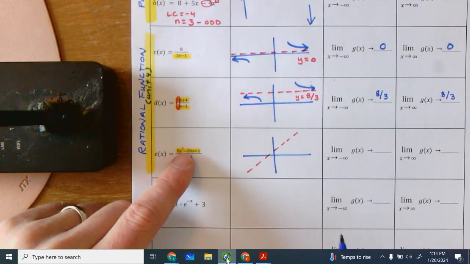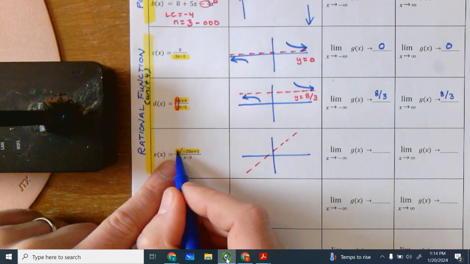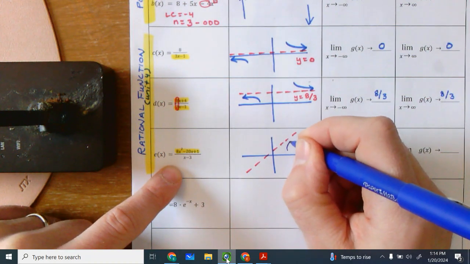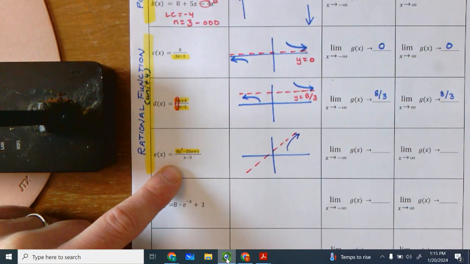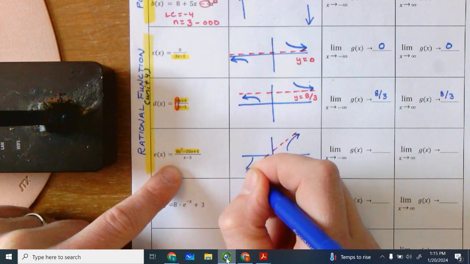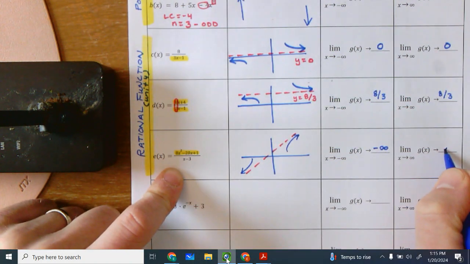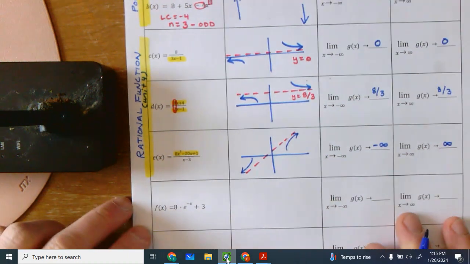For the last one right here, since this is a positive number, you know that over here it's going to be going up to positive infinity, and then over here down to negative infinity. So left side negative infinity, right side positive infinity.